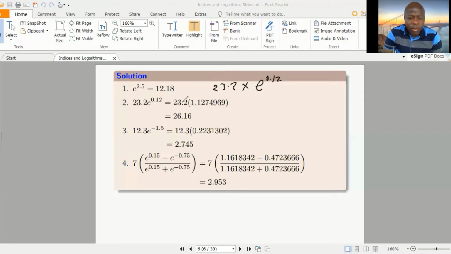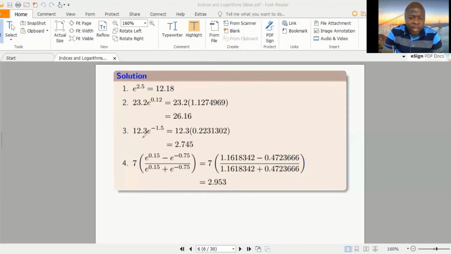I was getting that it would be 23.2, but e raised to 0.12 was giving me what is in my brackets, so that when I multiply it, I then get this. Now you can do even this other one.